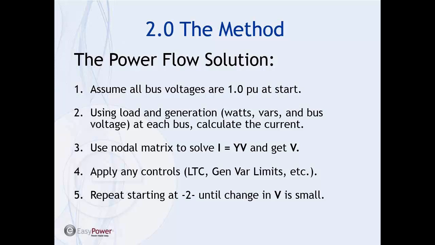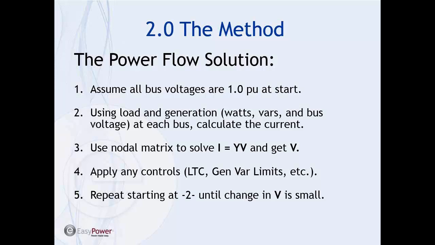Once we have those voltages, based on that result, we apply controls at some point during the iterations. Maybe not necessarily the first or second or third, but when things seem to have stabilized a bit in terms of our convergence, then we apply VAR limits and LTC control. And we're going to talk some more about those. Then we go back to step 2, and we repeat until delta V gets very small. So for the next iteration, the voltages have changed. They're not 1 per unit anymore. And so we need to update our watts, and our current injections based on the watts and the vars that we are requiring.